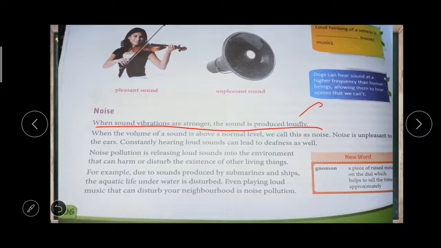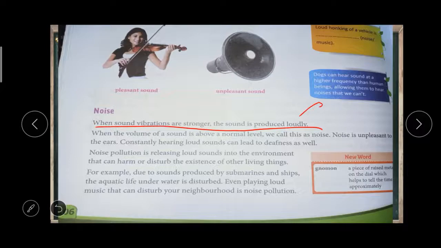Constantly hearing loud sound leads to deafness also. Loud music will lead to deafness also. Now, noise pollution, we know about noise pollution. What is noise pollution? Releasing large sounds into the environment, right? That is disturbing human beings, and at the same time it is disturbing the animals.